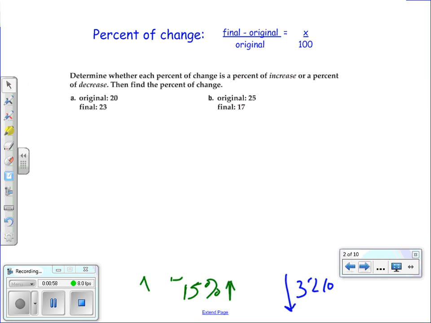All right, let me get rid of this. Okay, percent of change. Say when we first tried to run, we were able to do 20 laps originally. And when we finally practiced, we could do 23 laps. So our original is 20 here, and our final is 23.